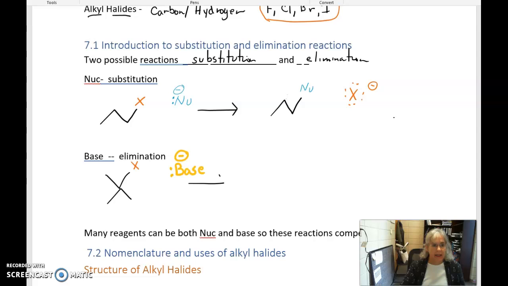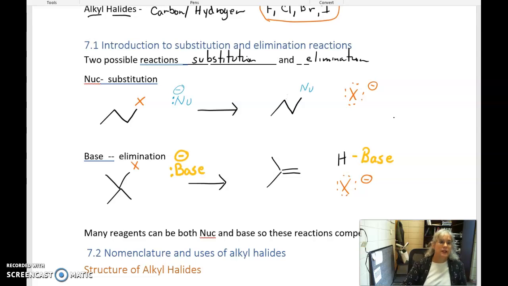And what we're going to get here is a double bond. Plus, we'll have the hydrogen and our base. Hopefully I got the same color. The hydrogen will be on our base, and the halogen will be alone again. Okay? So many reagents can be both nucleophiles and bases, and so these two reactions are going to compete with each other.